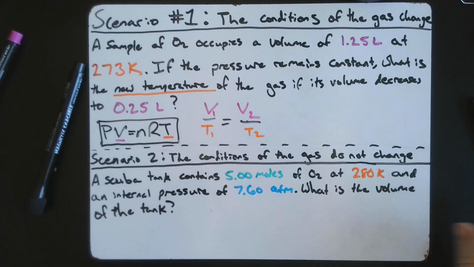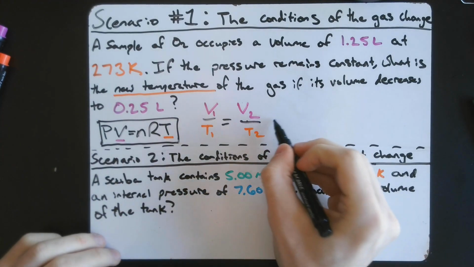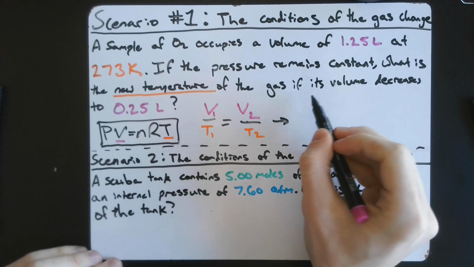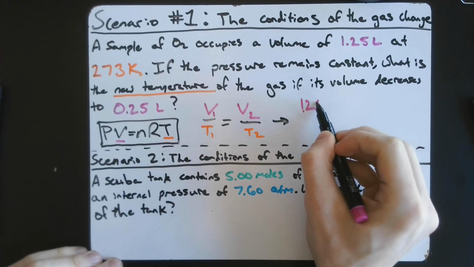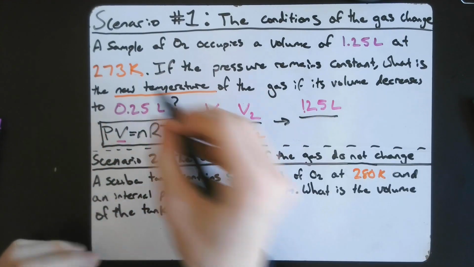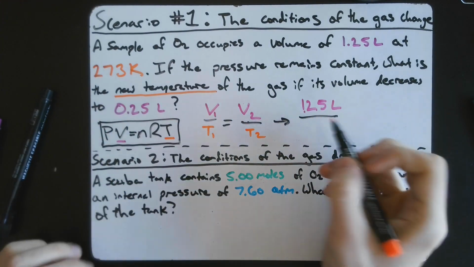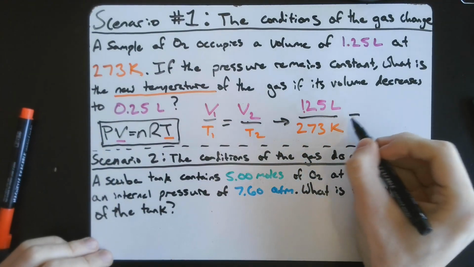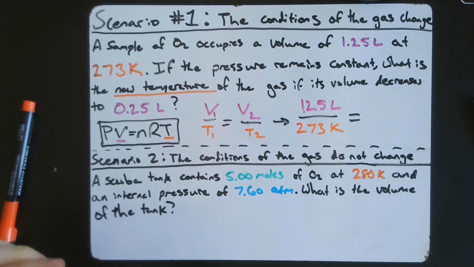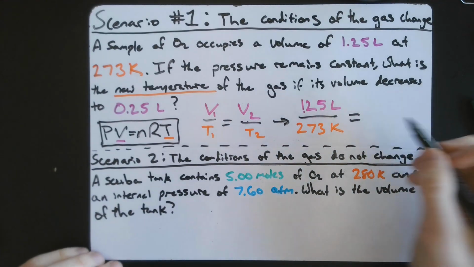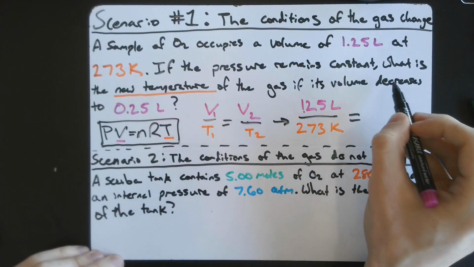All right? And if I was to set up this problem, what's V1? What's volume 1, or our initial volume? It told us our initial volume is 1.25 liters. And our initial temperature is 273 Kelvin. So we just have to set that equal to the new conditions that this sample of oxygen gas changes into. It looks like its volume decreases.